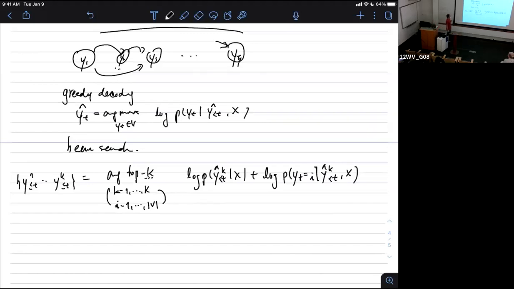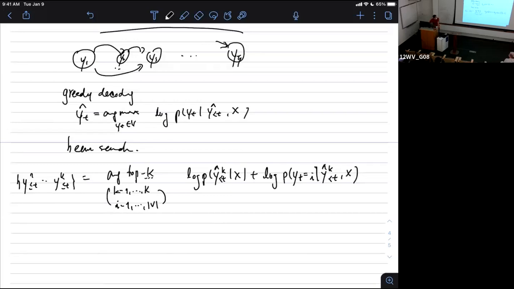Now, when does the beam search become exact? Beam search is exact when this k is infinity. When k is the size of the vocabulary, that's still not exact, because the number of hypotheses that you need to consider grows exponentially as you continue on in this search. So effectively, the size of k needs to be infinitely large in order for this algorithm to be exact.